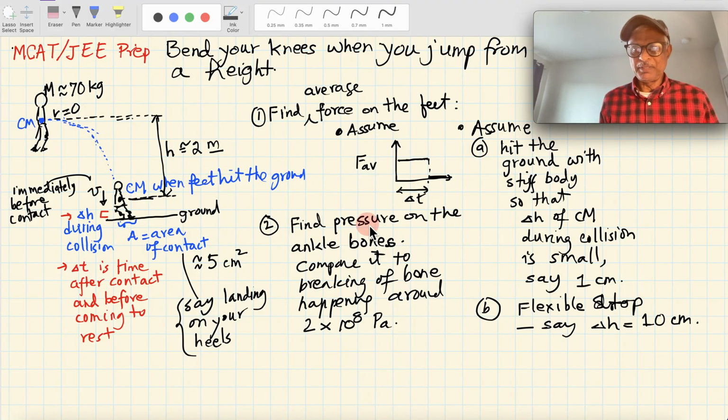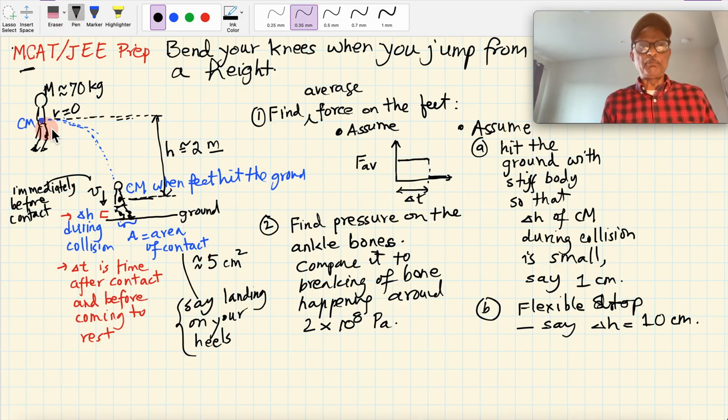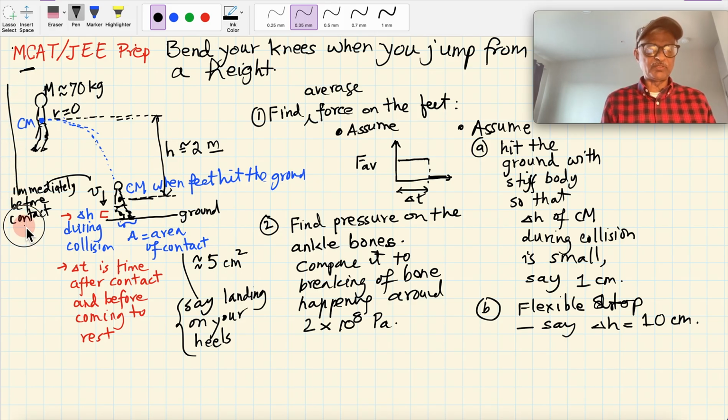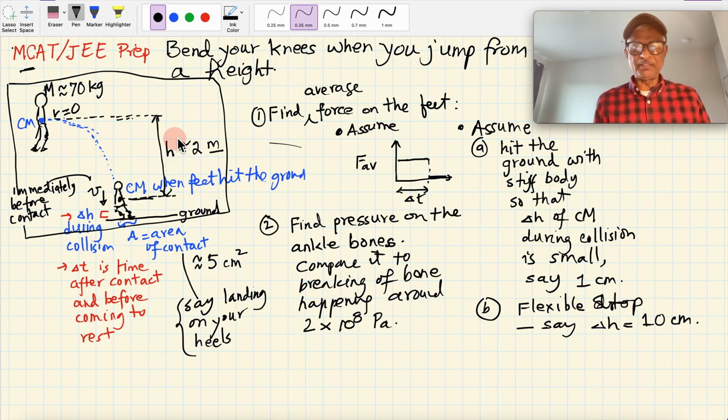So today I have an interesting problem for you, and actually it's probably very geared towards the medical field. So when you jump, this is the picture here I want you to focus on. Okay, so that's the picture. I could write a story, but a picture is better.